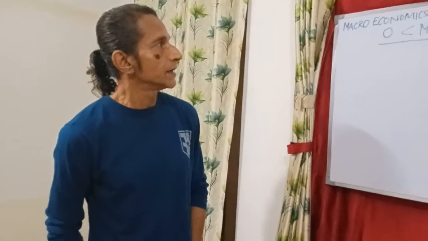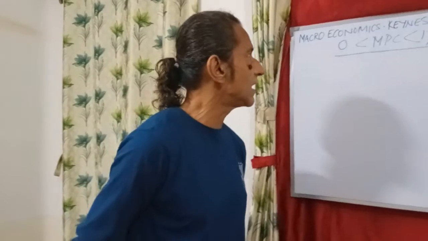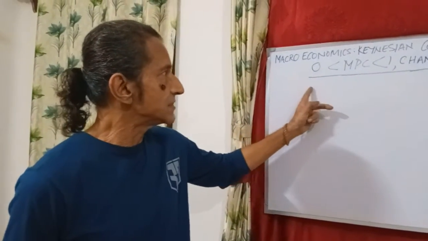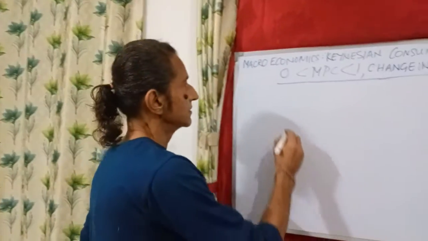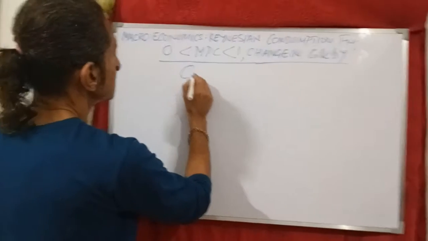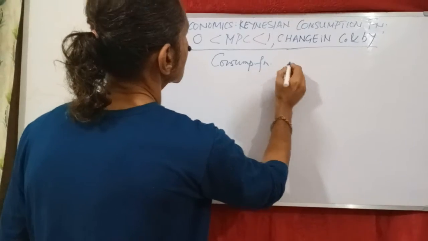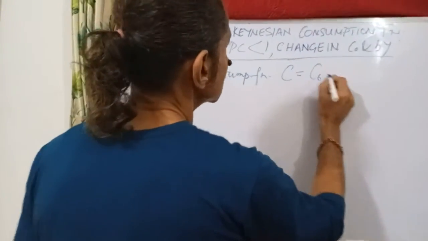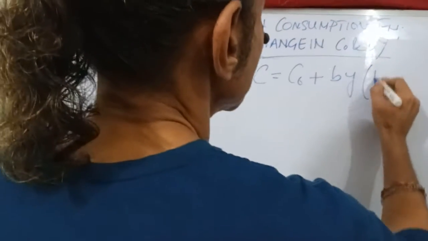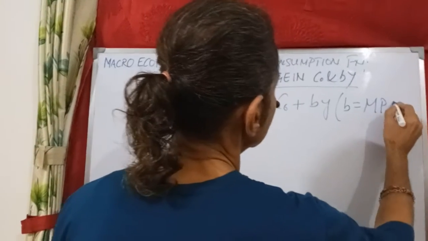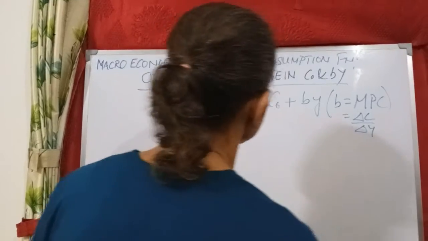Correct? Now, in this video, we shall learn how MPC is greater than 0 and less than 1. Look at this consumption function. C equals C0 plus By, and B equals MPC, marginal propensity to consume, that is delta C by delta Y.